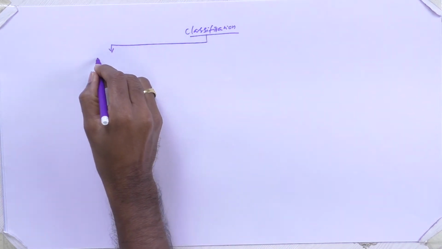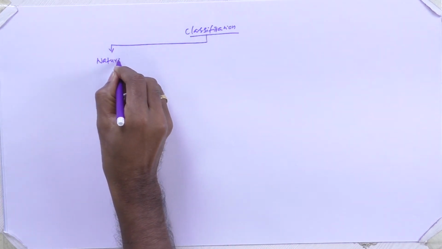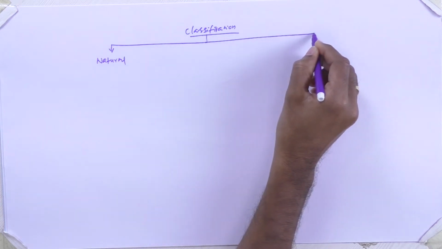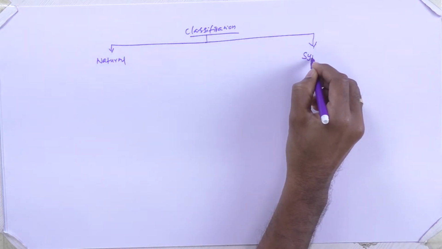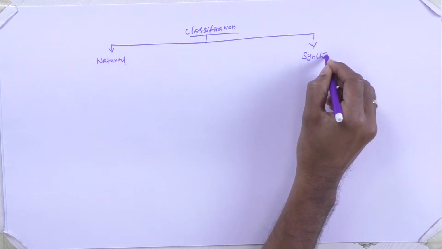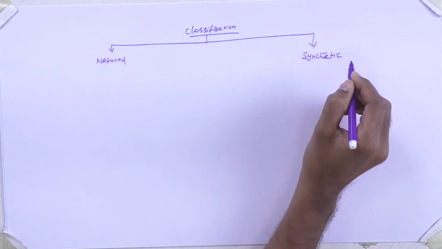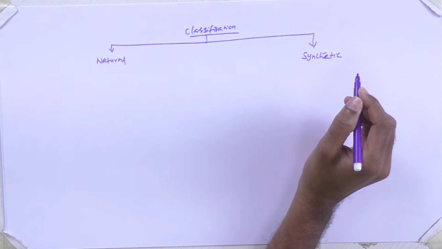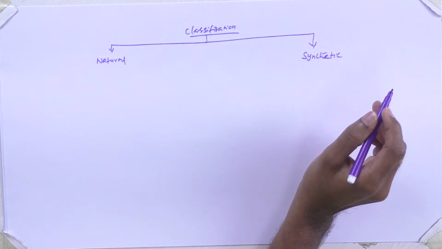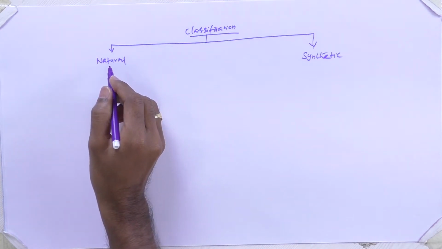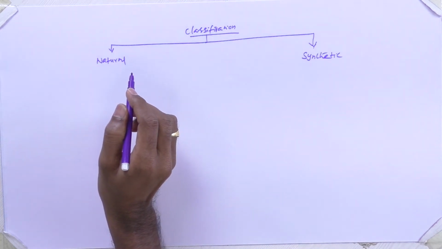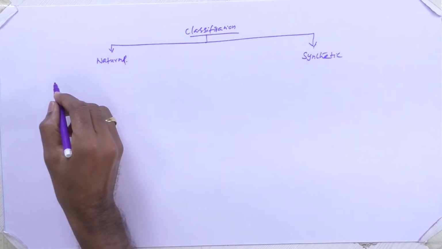One is natural adhesive material, nature-based materials which exist in nature itself. The second one is synthetic adhesive. Here we synthesize the adhesive material either in the laboratory or using synthetic monomers. First I am going to talk about natural materials, or natural adhesives.